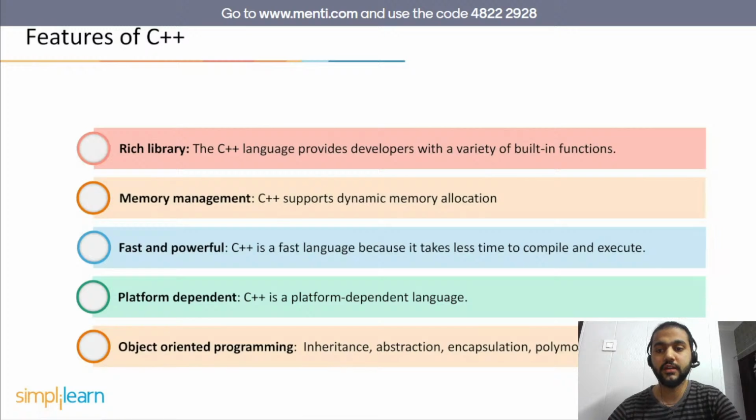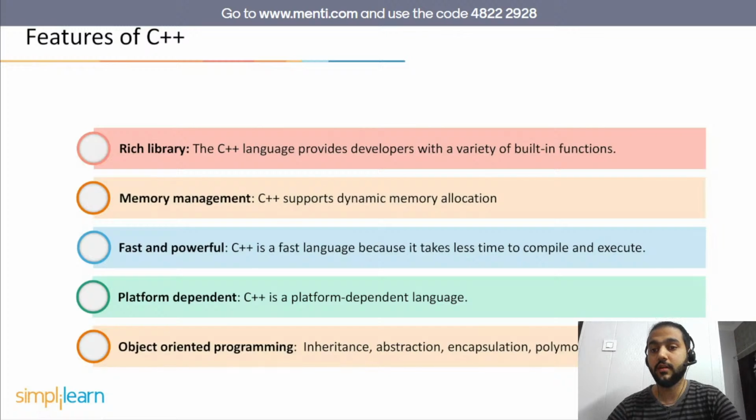Second is memory management. It is basically allocating memory space to an application in order to improve performance. C++ has dynamic memory allocation, which allows you to free and allocate memory at any time. C++ is a fast and powerful language. In terms of speed, it outperforms all other programming languages.